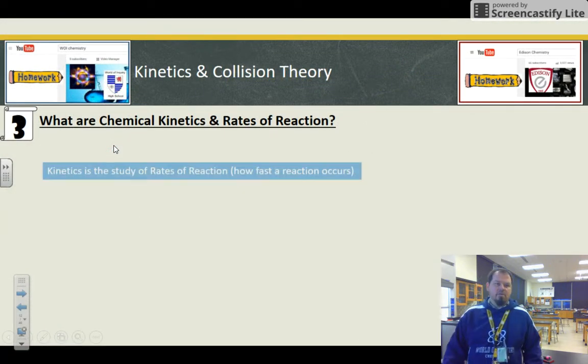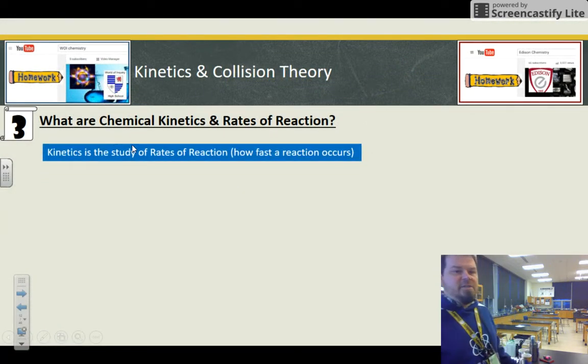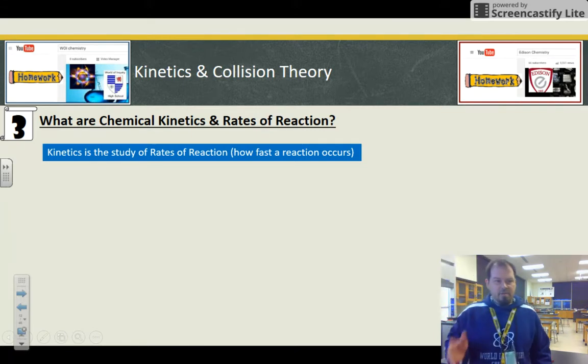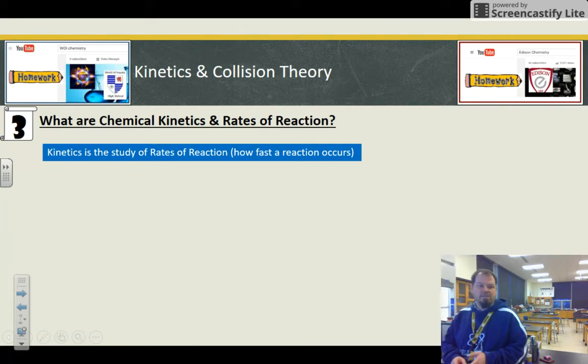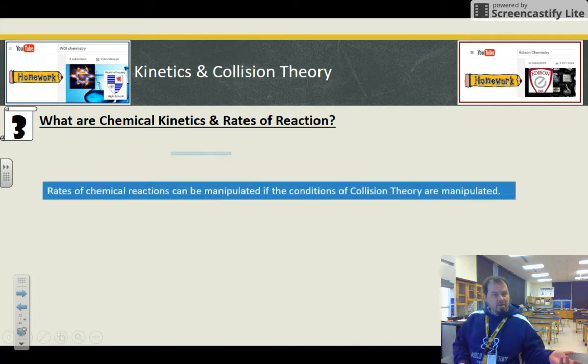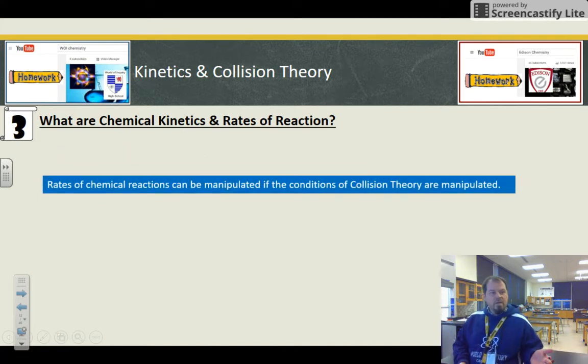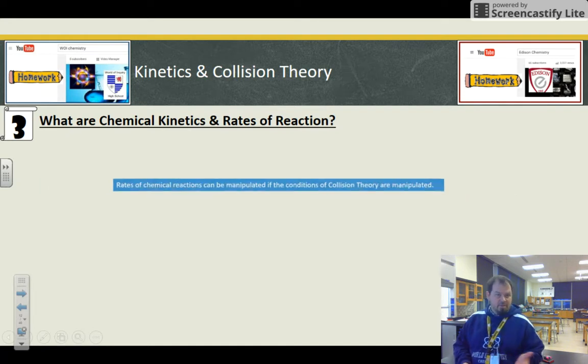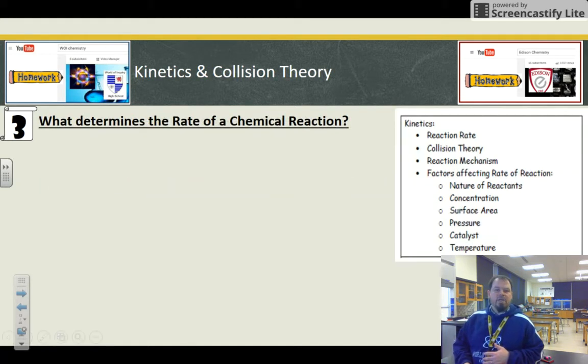So what are chemical kinetics and rates of reactions? This really is just formally the study of the rates of reactions. How fast does the reaction go? We need to know how fast, because we need to know is it slow or fast. The rates of the reactions can be manipulated if the conditions of the collision theory are manipulated. So we got to get into the collision theory and what that is. Okay, so let's do that.